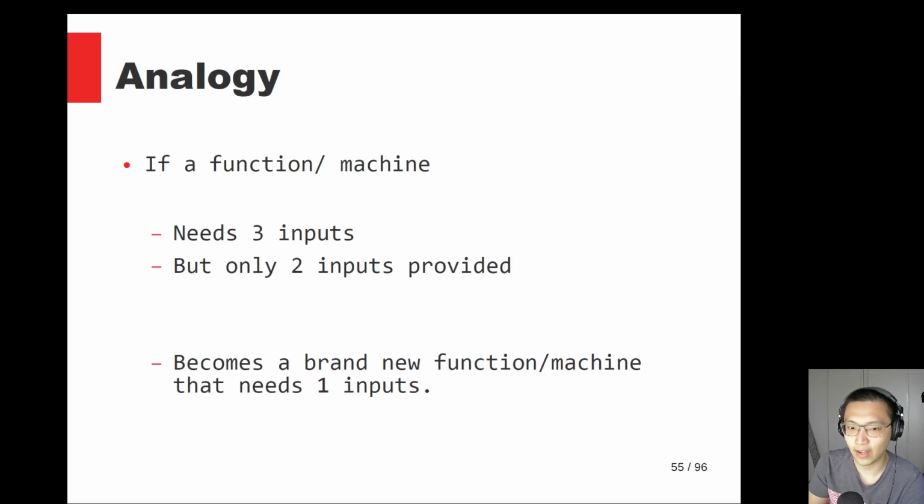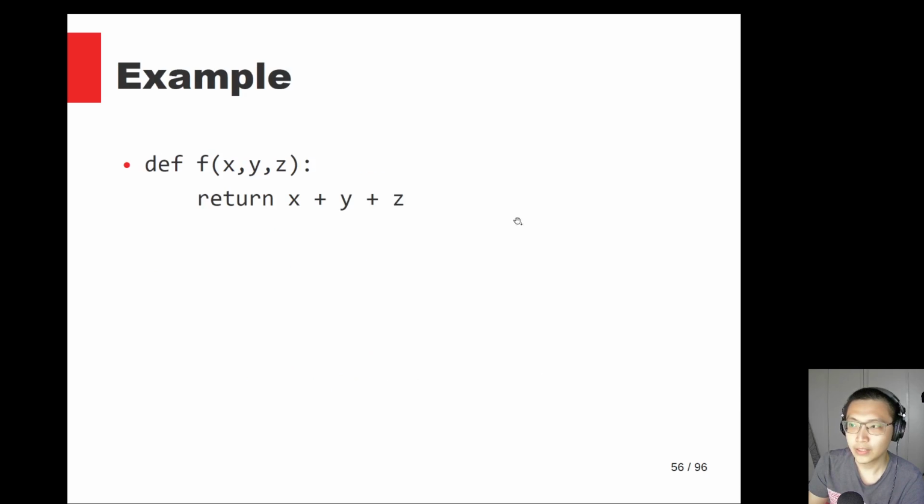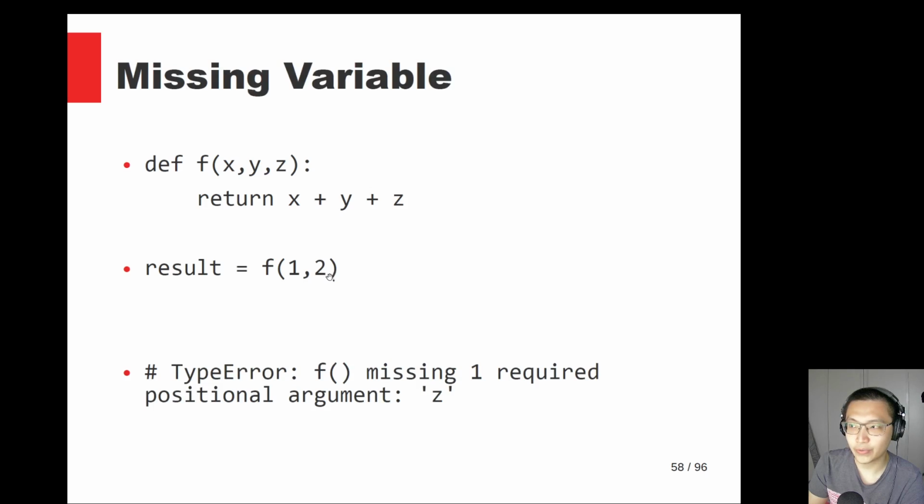How would this style of thinking help in programming? Take a look at this example: f(x, y, z) equals x plus y plus z. If you put 1, 2, 3, it gives you 6. But if you provide it with only 2 inputs, you will get a type error that says your function is still missing one last requirement, z. This is in Python.